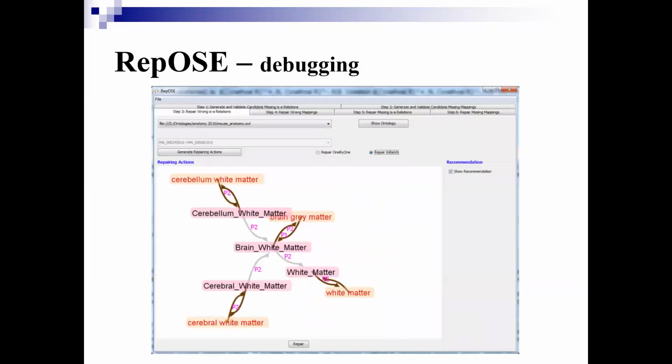And you can also do debugging. In this case, the system has found that cerebellum white matter is a brain gray matter, and this is detected as wrong. This is because it went through the other ontology. So now the system allows you to look at these derivation paths and tell which ones are correct or incorrect. The system will also give some recommendations, both for the completion and debugging, and you can use existing information. The system will also derive all the conclusions of adding new information or taking away some information.